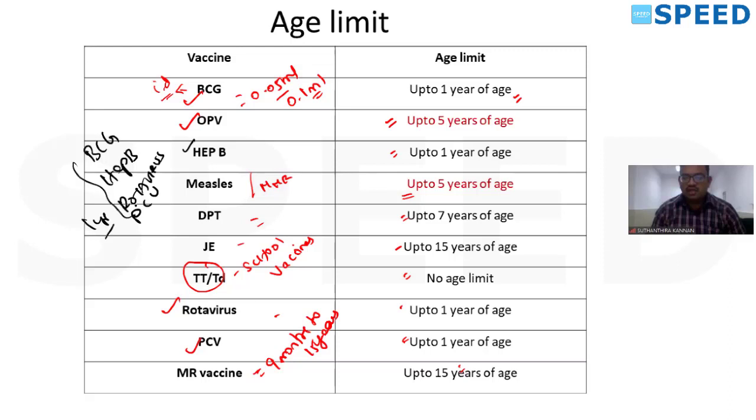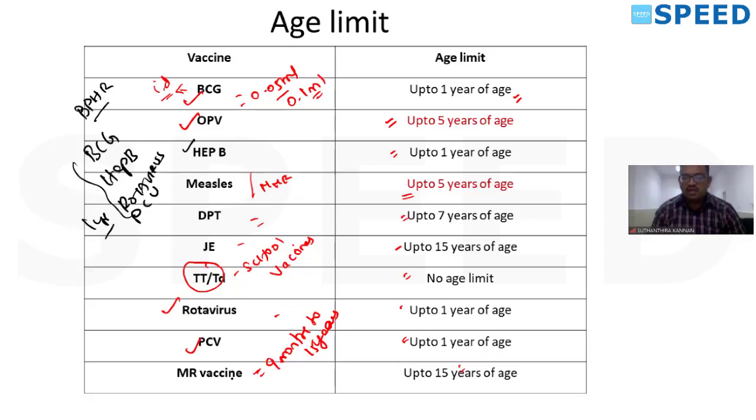Okay, you can use any mnemonic. The mnemonic which I use is BPH, benign prostatic hypertrophy, or BPHR. We can use these up to 1 year of age. Then, up to 5 years of age, OPV and measles. This will come up to measles or measles containing vaccine up to 5 years of age.